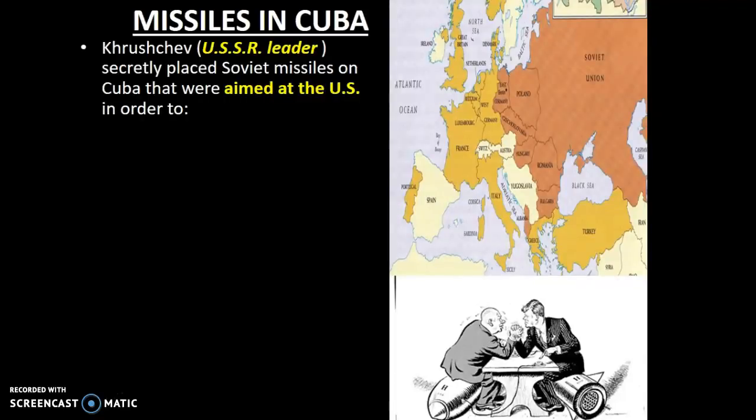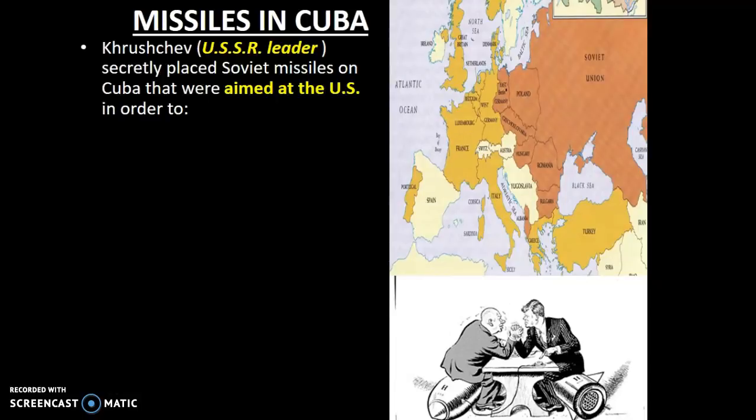Khrushchev, the leader of the USSR, decides that one of the ways to best protect the Soviet Union's territory in Cuba and the Soviet Union's communist control of Cuba is by placing atomic missiles in Cuba. Now, remember, Cuba and the Soviet Union are allies, and so, of course, Fidel Castro is going to openly allow the Soviet Union to come in and allow them to place missiles there.